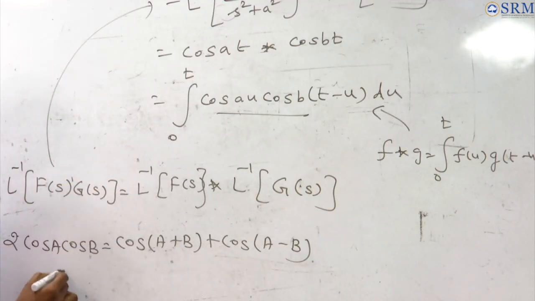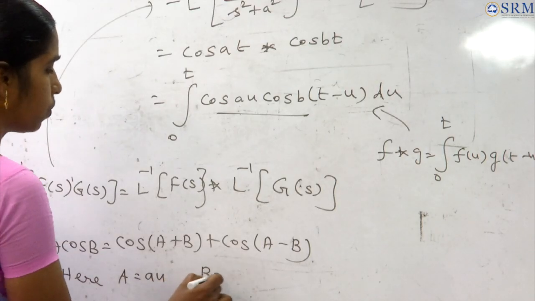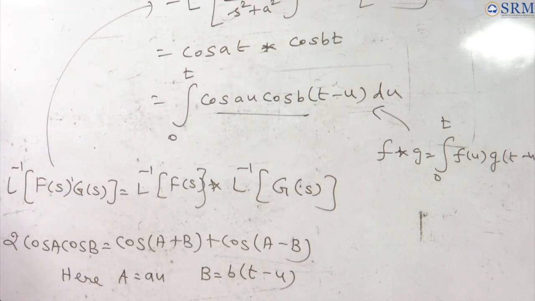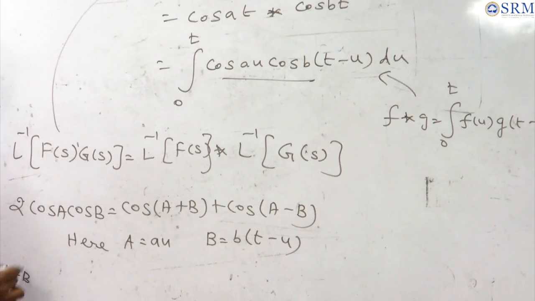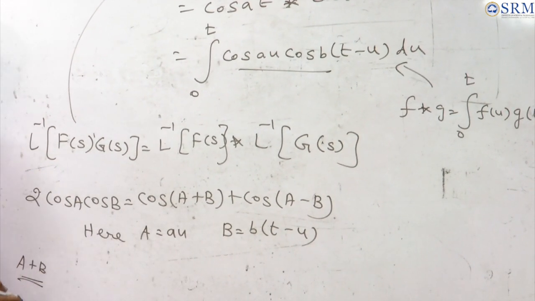Here capital A is a cos(au), capital B is b cos(t minus u). Now you separately find A plus B and A minus B. Avoid the mistake: calculate A plus B and A minus B separately.